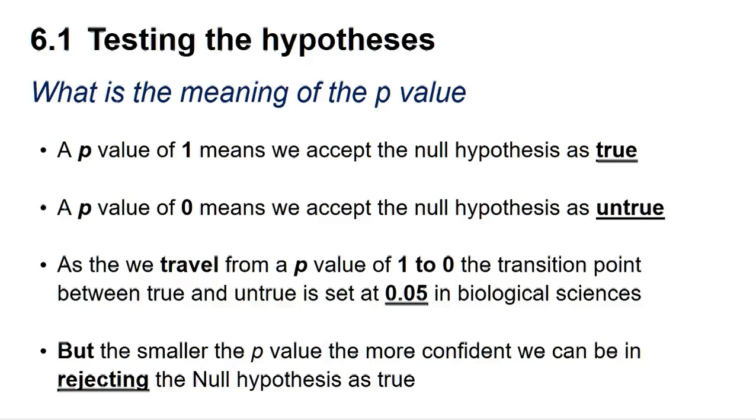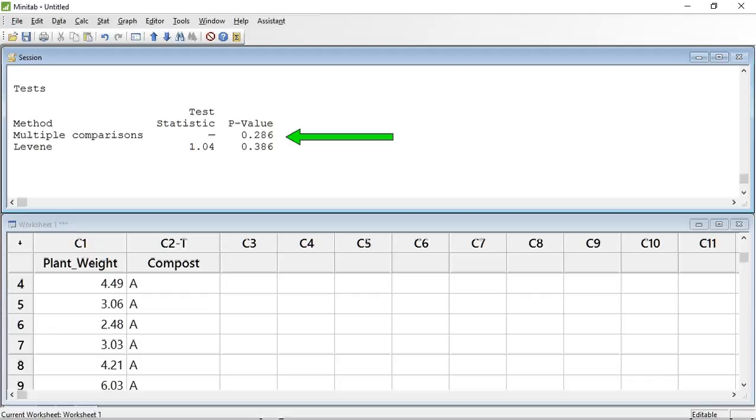The smaller the p-value below 0.05, the more confident we can be in rejecting the null hypothesis. A value of 0.286 is above our transition value of 0.05, which means the result is not significant, and that we cannot reject the null hypothesis that states that there is no difference between the variances of our samples. So in this case, we will use the results from the ANOVA test that assumes equal variances, followed by the Tukey post-hoc test. And we do this as follows.